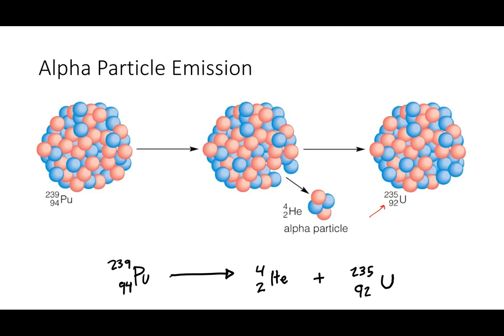Notice that we have an equation of sorts down here. If you take 235 and you add 4 to it, you will get 239. And if you take 92 and you add 2, you will get 94. So this is an equation that's set up. Think of this arrow as an equal sign for now. Everything has to add up from one side to the other, and that is important as we move on.